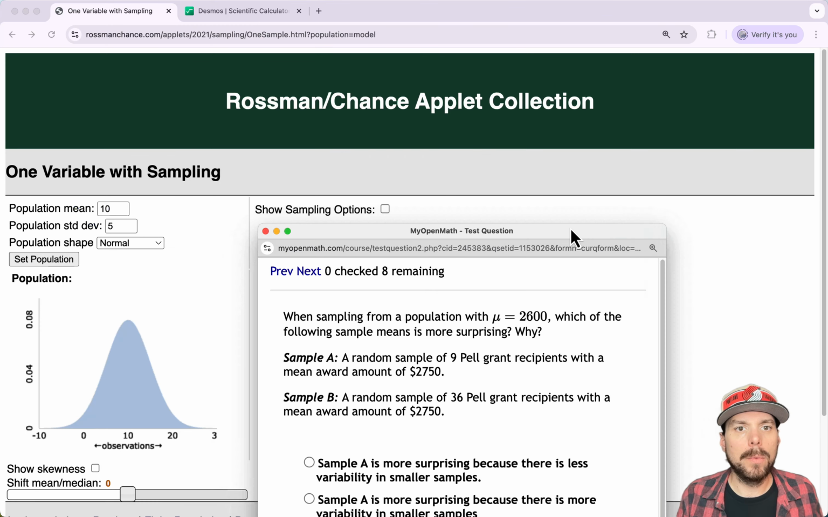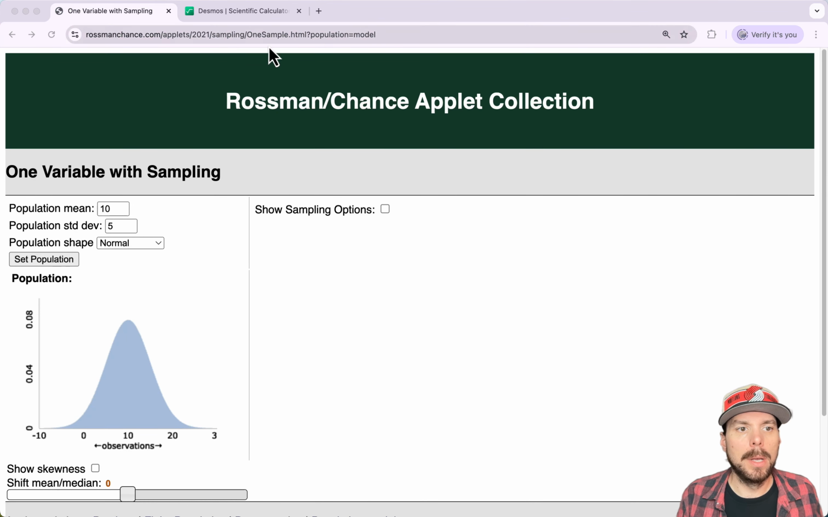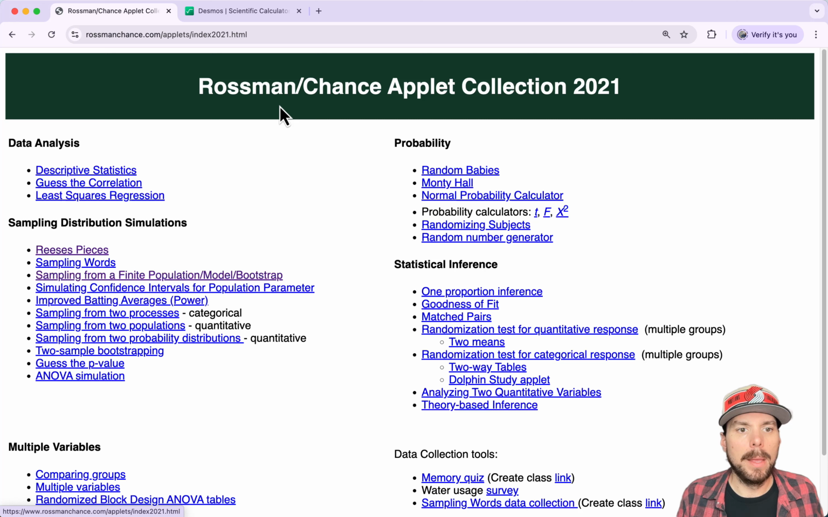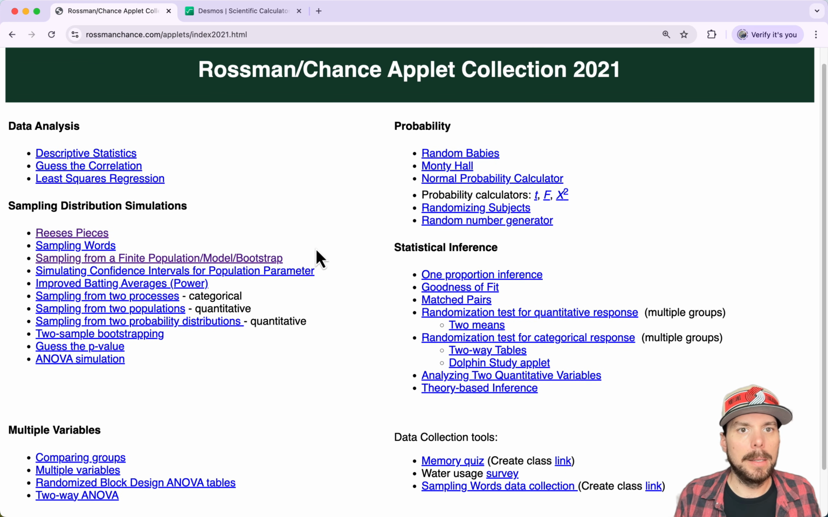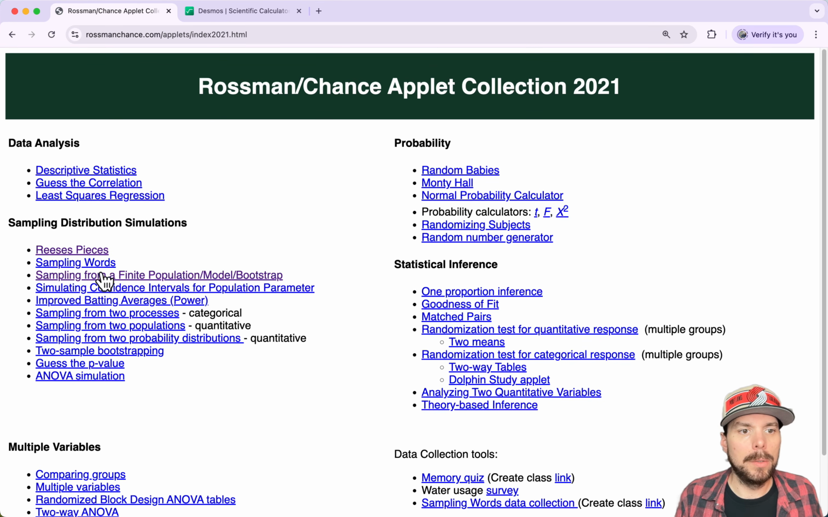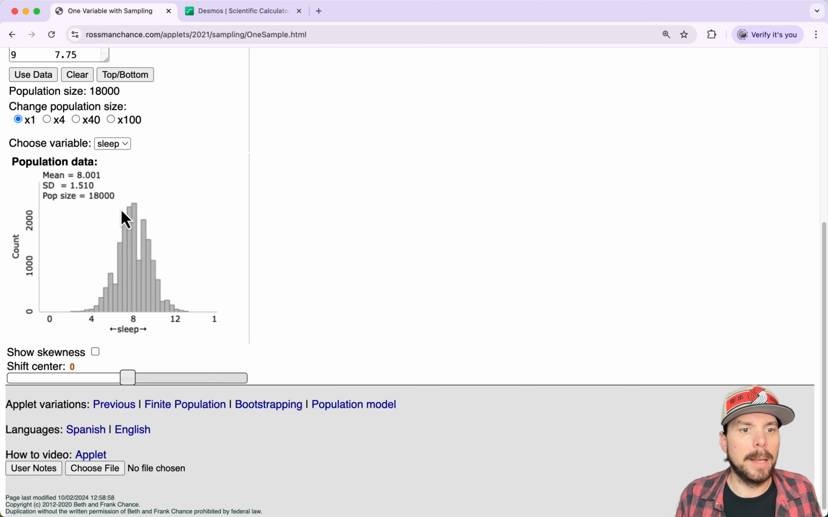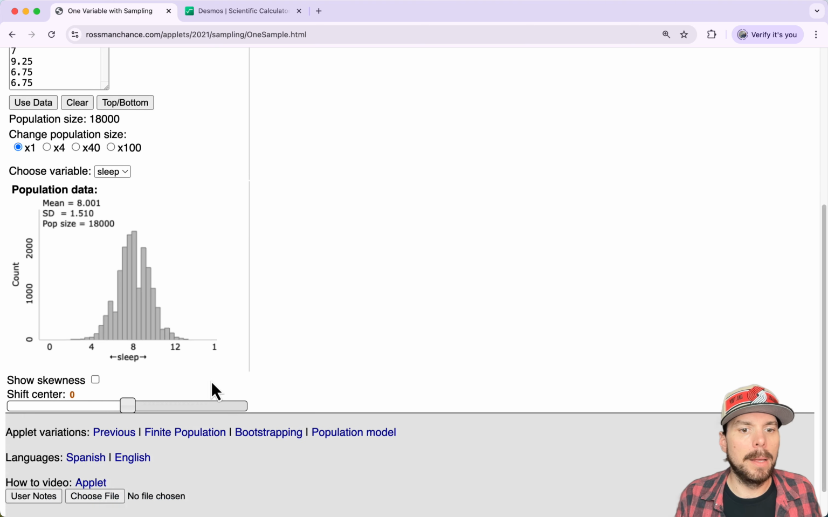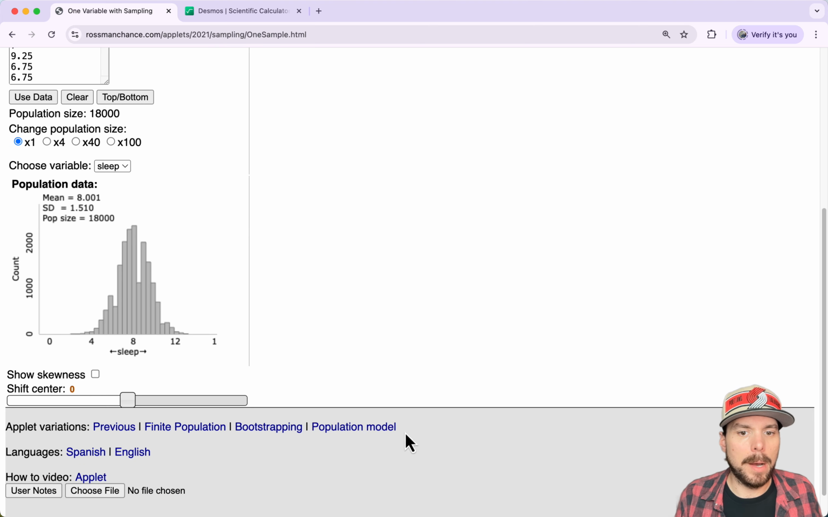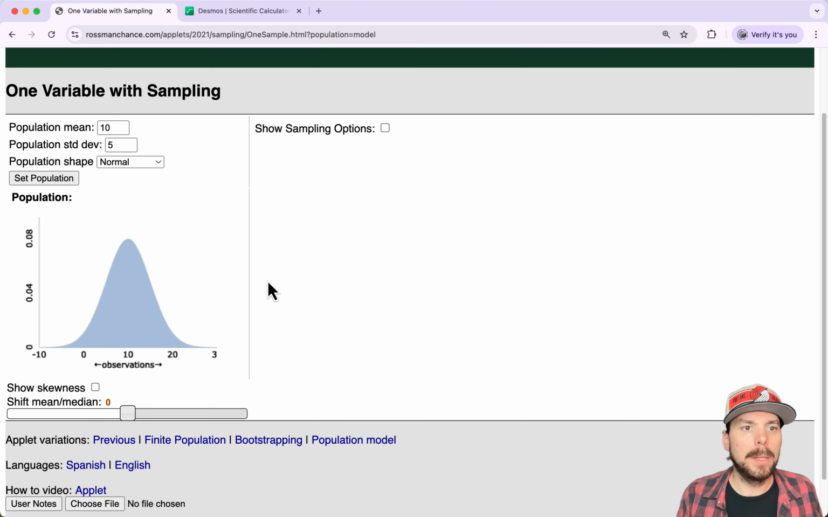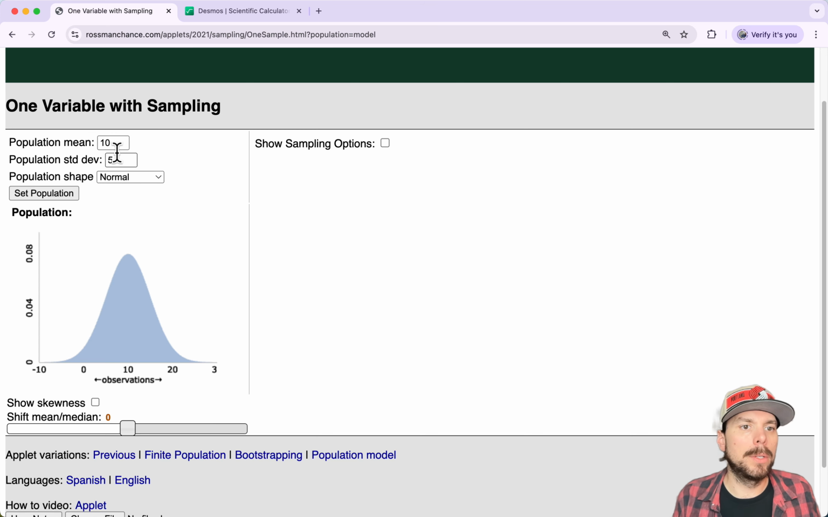I'm going to be using the Rossman Chance applet collection, one variable with sampling. This one can be difficult to find. If you're looking at the entire 2021 collection, you could look at sampling from a finite population. This is a fun one to look at because they've got different data that has different skew and average and stuff like that. But the one that we want is down here at the bottom, the population model. This allows us to look at a theoretical distribution with the inputted mean and standard deviation.